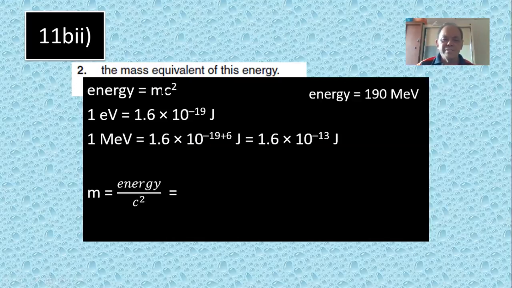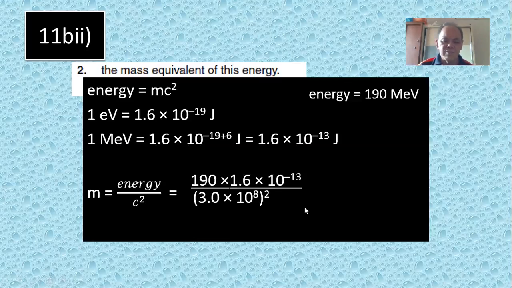From that equation, you want to find m, so take the c squared down. That is the energy in joules: 190 mega electron volts, change it to joules, times that, divided by the speed of light squared. Use your calculator, and calculate out the mass in kilograms.